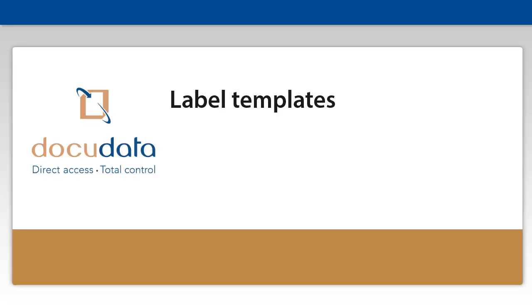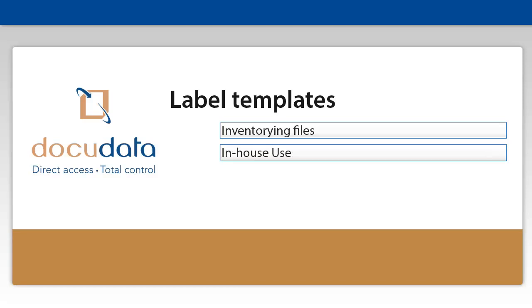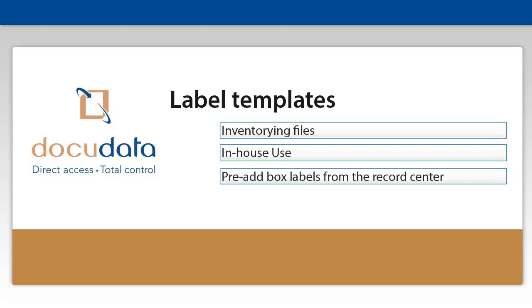The labels used by the Record Center contain the minimum amount of information to be functional. However, for in-house use, you may wish to configure your own label templates with different information. These are useful if you are inventorying your own files within boxes. They are especially useful in conjunction with ActiveWeb's Active File functionality. For boxes managed by the Record Center, they will often ask you to use pre-add labels that they have issued.